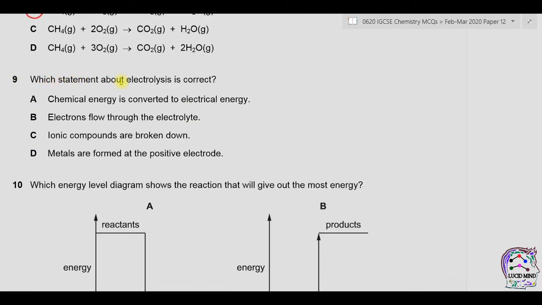Question 9. Which statement about electrolysis is correct? Electrolysis is made up of 2 words. One is electro and the second is lysis. Electro means electric current and lysis means breakdown. So it means that in electrolysis actually the compounds are broken down into their elements.